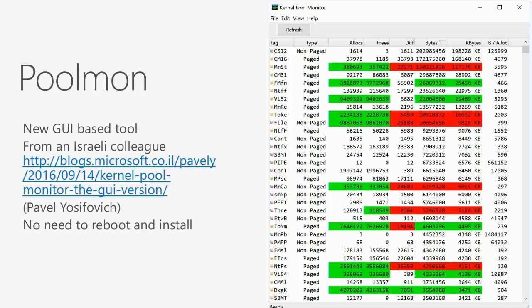Okay, and the nice thing is you don't need to reboot to install it. So just take the executable and run it. Depending on your change control, you may not need to go to change control. Depends on your environment. Okay, but that's a great thing.